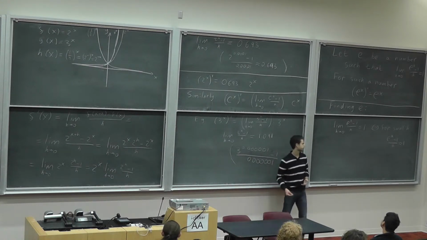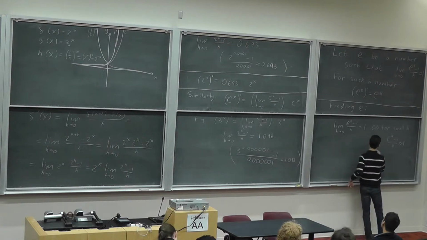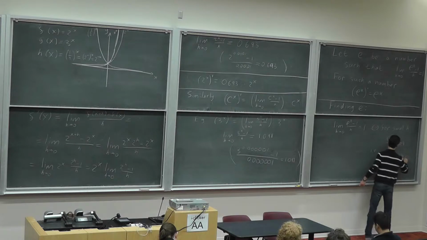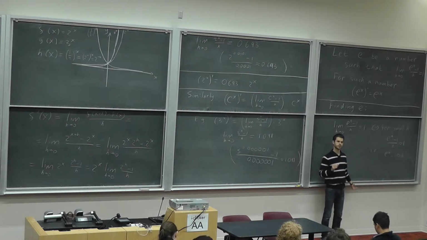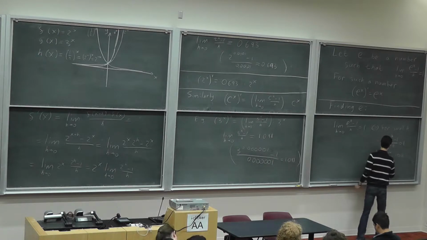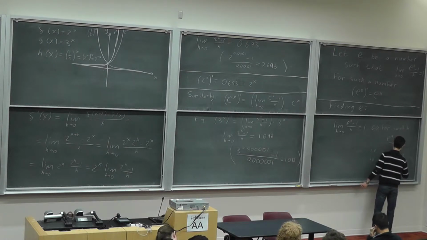Well, let me rewrite this. I.e., e to the power h minus 1 is approximately equal to h. Or in other words, e to the power h is approximately 1 plus h.